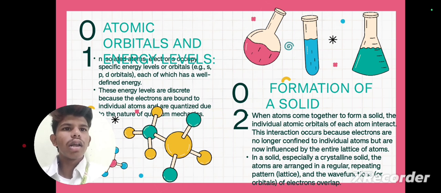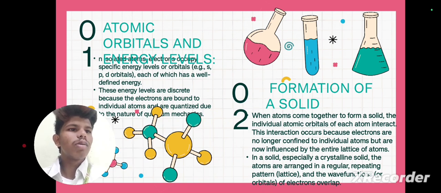Atoms, orbitals, and energy levels. Atoms have electrons that occupy specific energy levels or orbitals. Example: s, p, d orbitals, each of which has a well-defined energy. These energy levels are discrete because the electrons are bound to individual atoms and are quantized due to the nature of quantum mechanics.